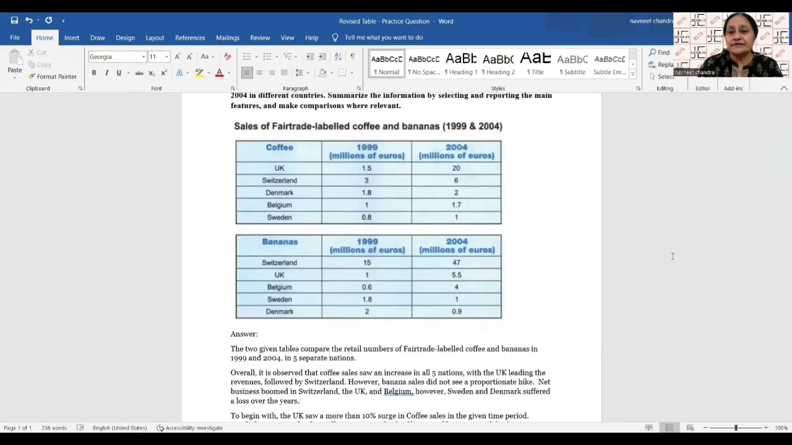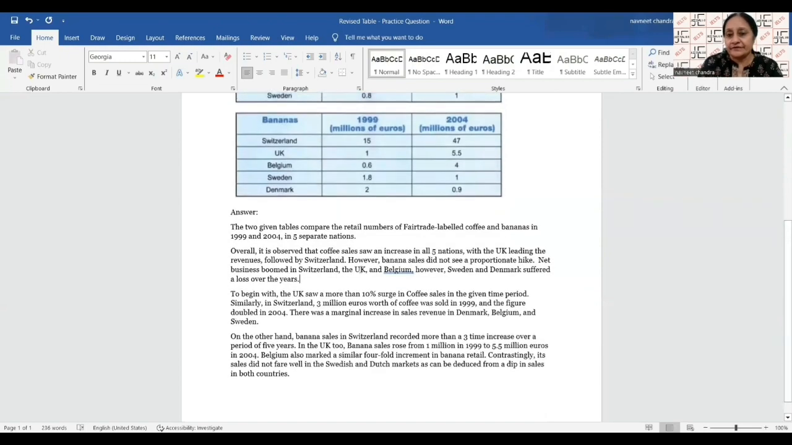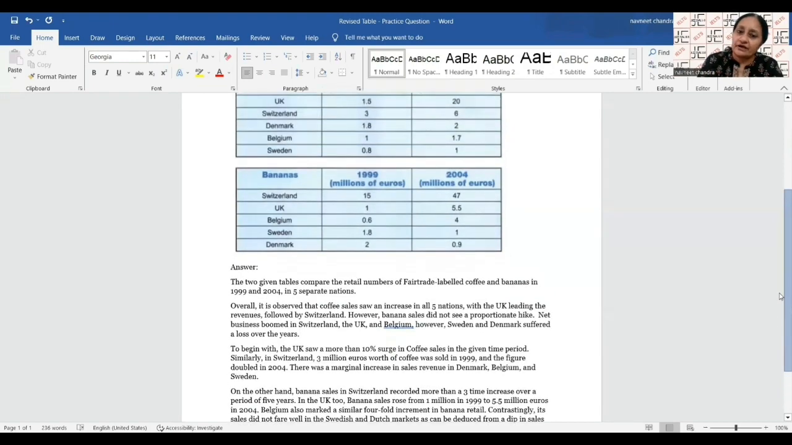Now, see, the comparisons can be made in two ways, in the third and fourth paragraphs. Here, I have made comparisons of coffee and bananas in different paragraphs. You can do so like this, or you can take the other route where you compare the countries with each other, comparing and contrasting their sales in coffee and bananas together. So there are two ways to go about it: one is to take the products, and the second is to take the countries.